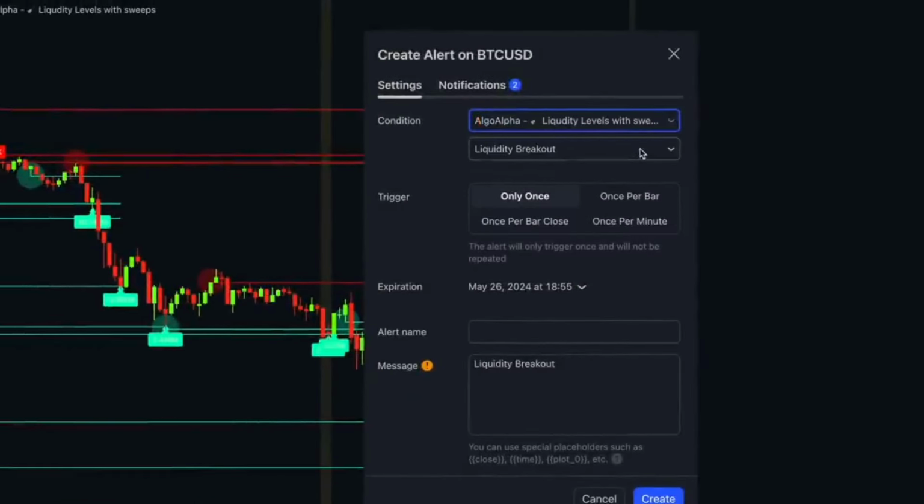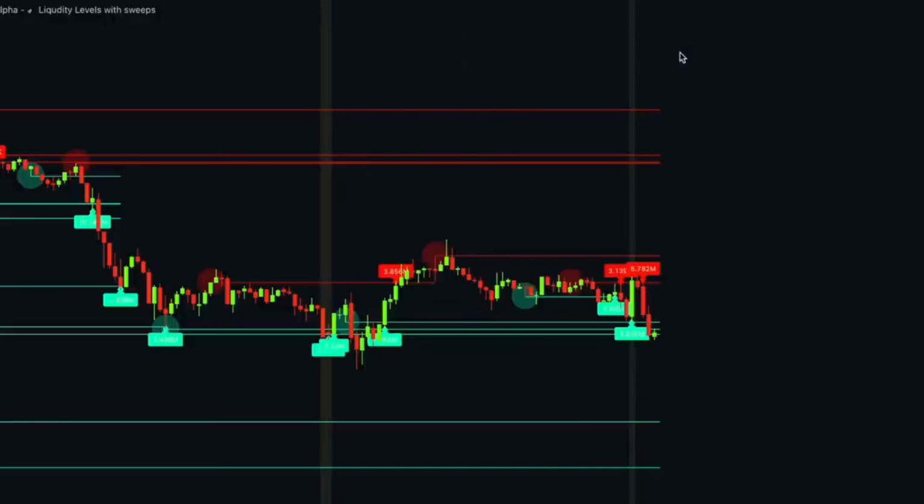Enable alert conditions for liquidity breakouts and sweeps within the indicator settings. This feature allows you to receive real-time notifications, helping you to act promptly on trading opportunities.